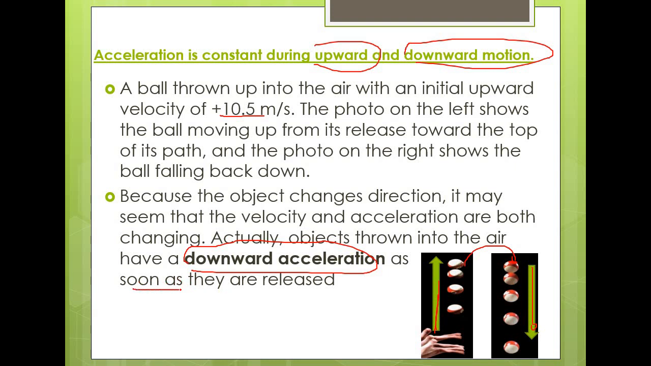So, objects being thrown into the air have downward acceleration. So, acceleration is constant during upward and downward motion.